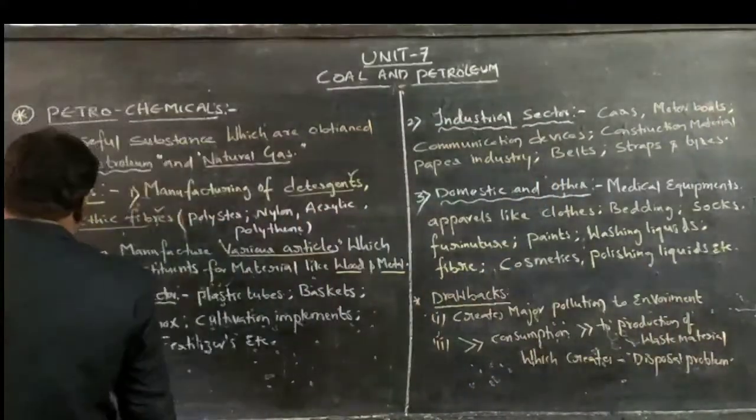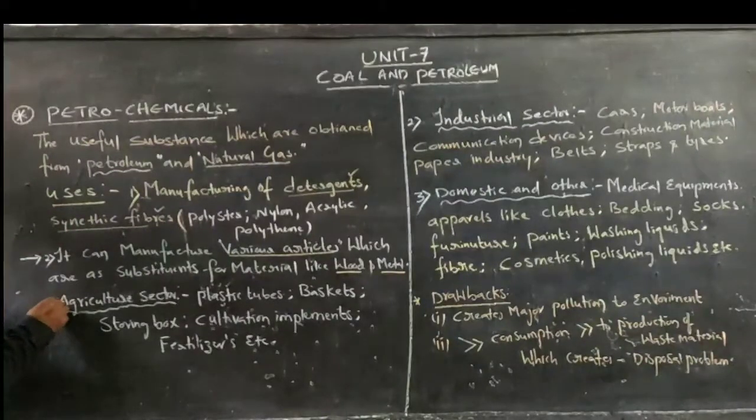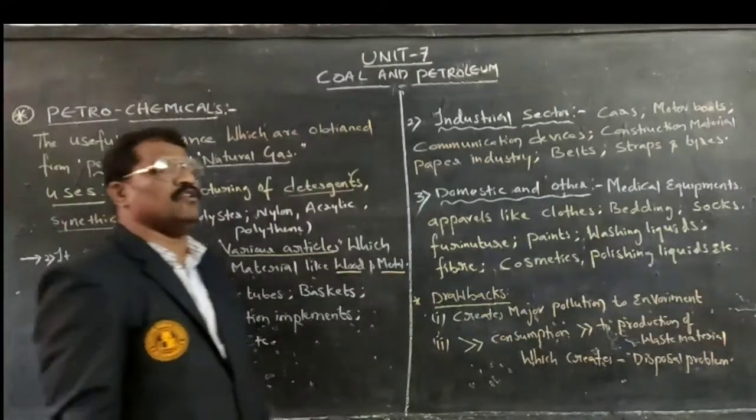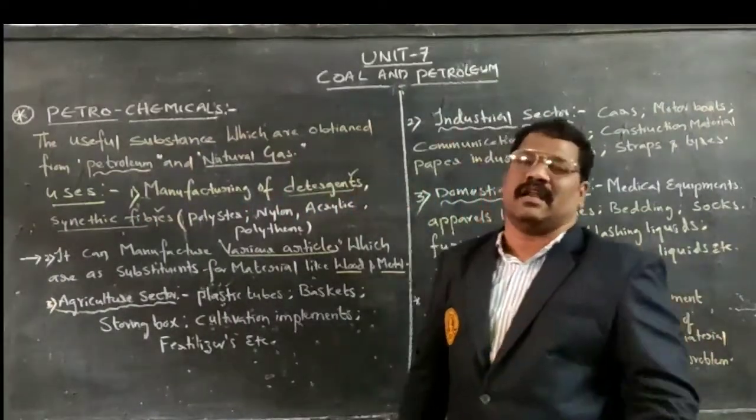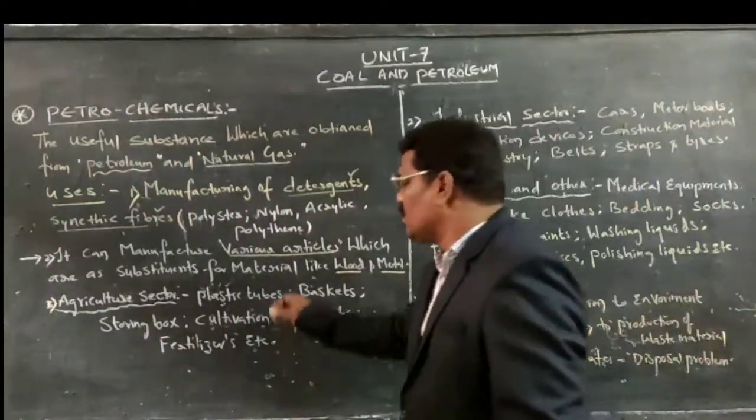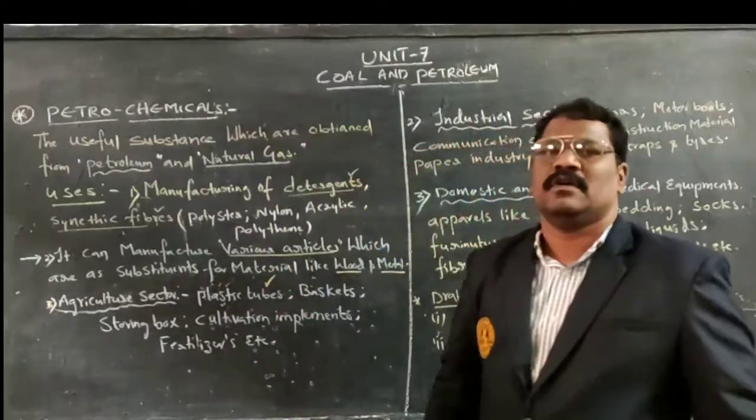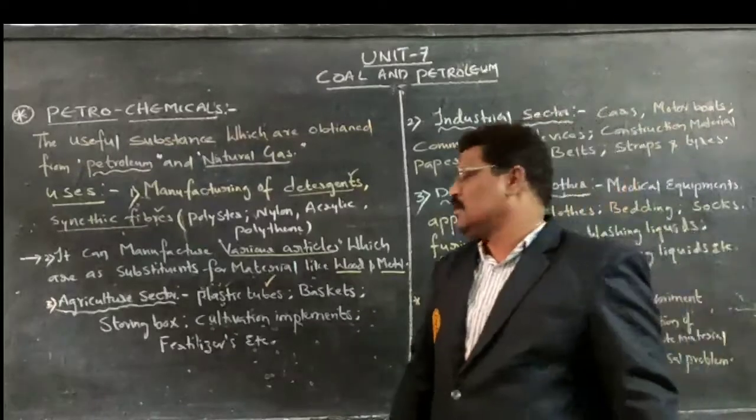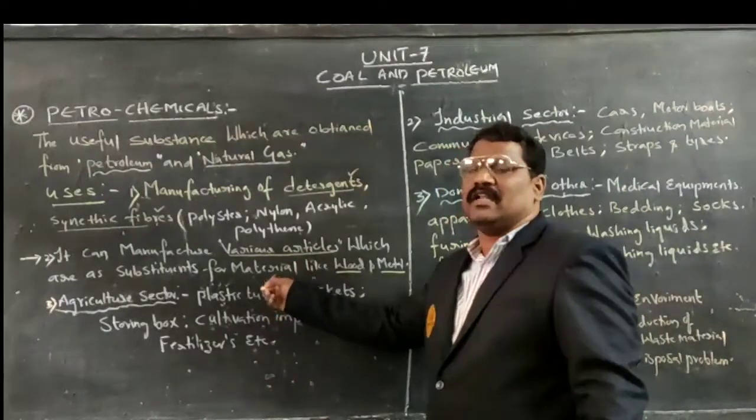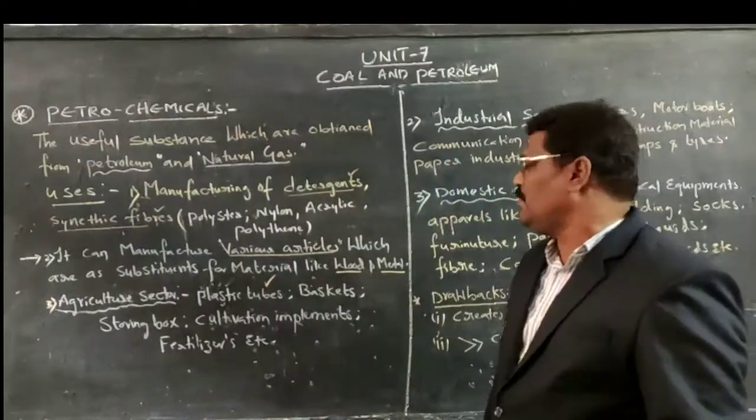Petrochemical substances can also be used in the agriculture sector. For what purposes can they be useful? They can be useful for plastic tubes. Why? To supply water within the fields. For supplying water within the fields, these plastic tubes can be useful.